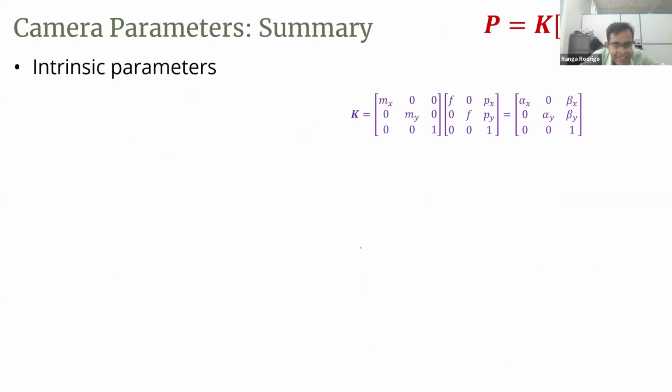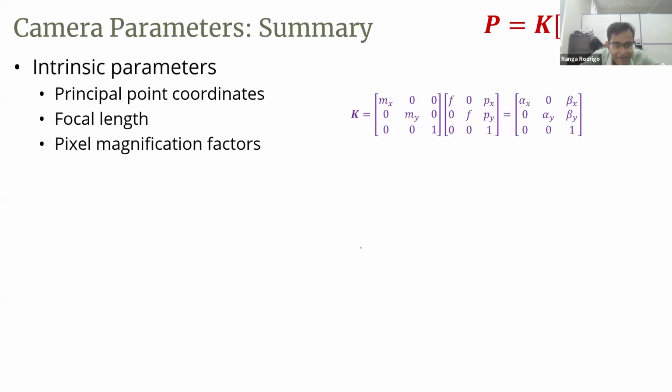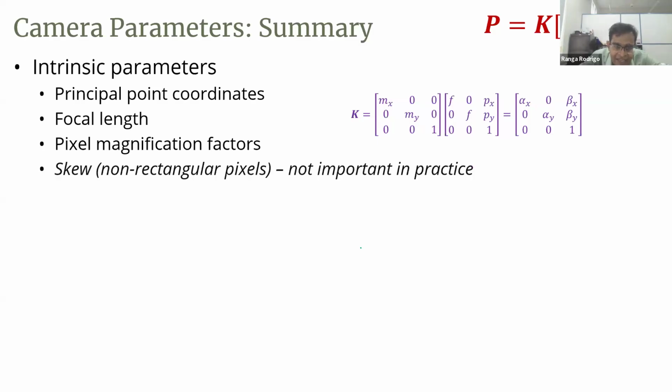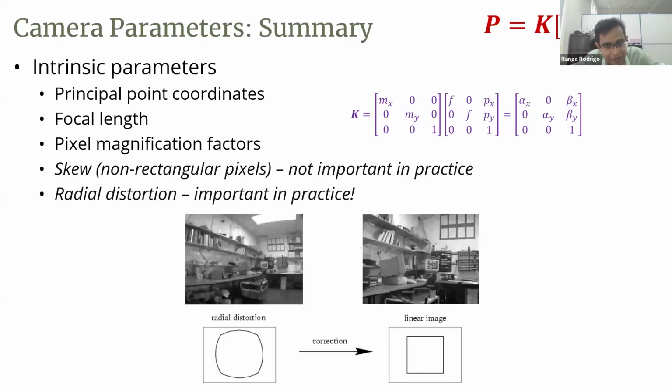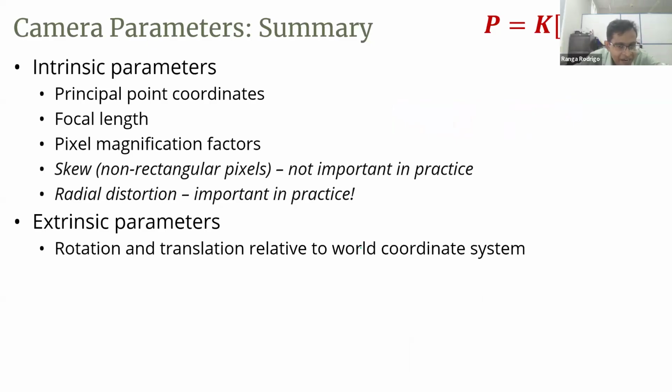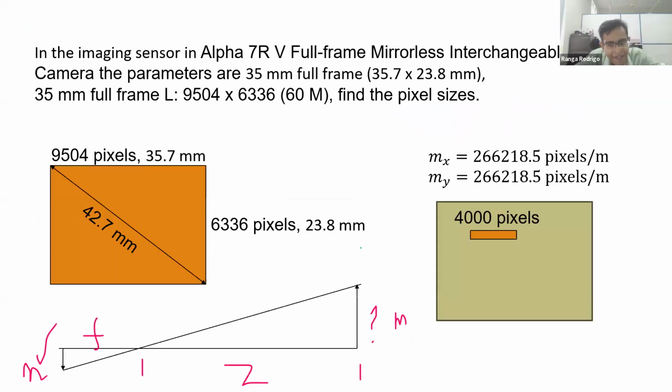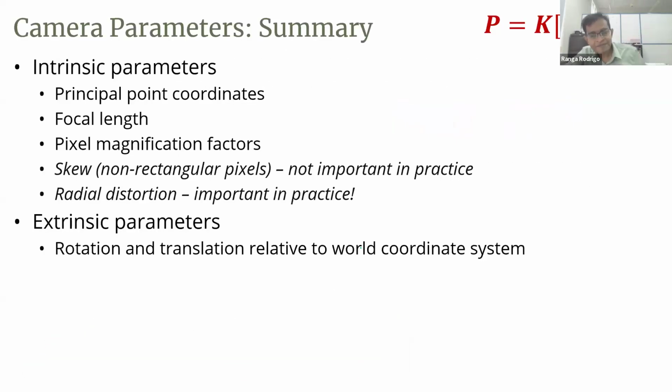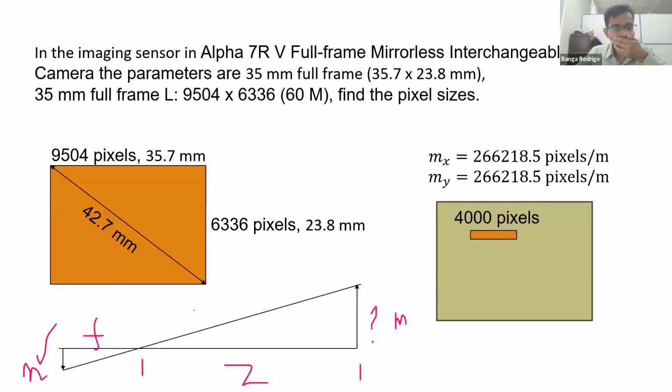The intrinsic parameters K: mx, my, and beta x, beta y, alpha x, alpha y are the intrinsic parameters. Principal point coordinates, focal length, and the principal magnification factors mx and my. Skew, we did not consider in this, but when you do an actual camera calibration, that will also come into the picture. Radial distortion is important in practice, but we have not incorporated that into the equation. Then the extrinsic parameters are rotation and translation related to the world coordinate system. Yes, that's R and T.